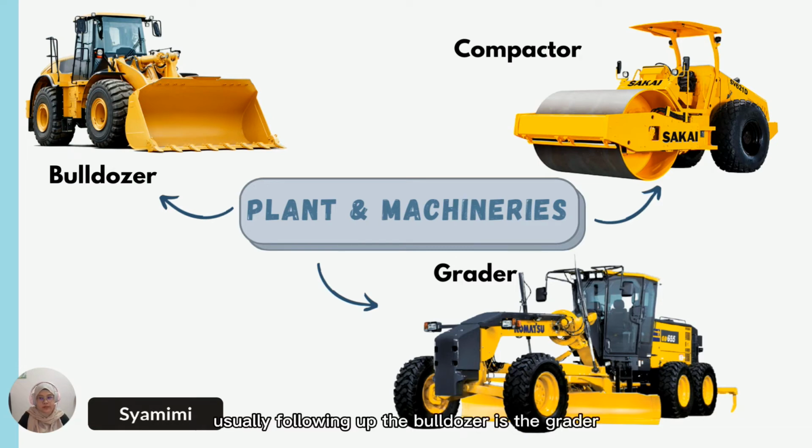Usually following up the bulldozer is the grader. So a grader is a narrow multi-purpose construction machine that is used to flatten a surface during grading of a project. Usually the grader is used before excavation work starts, to flatten the surface and to get rid of any small obstacles. Lastly, we have the compactor. The compactor is mainly used to compact the backfill in the narrow trenches.